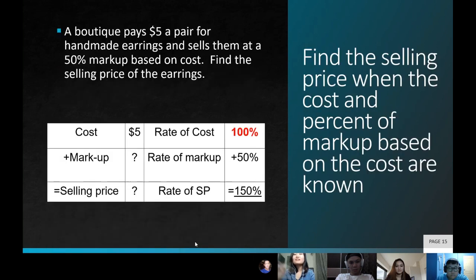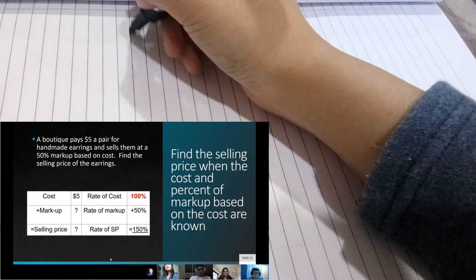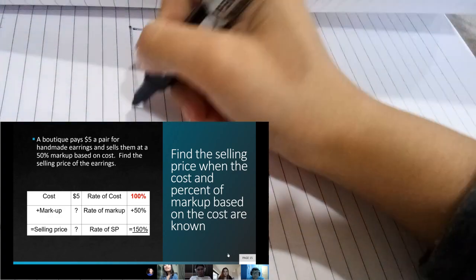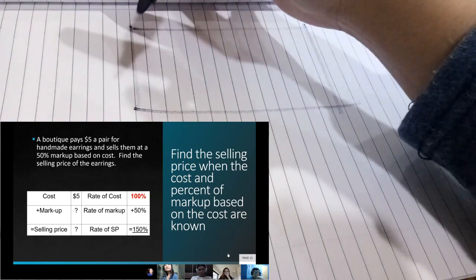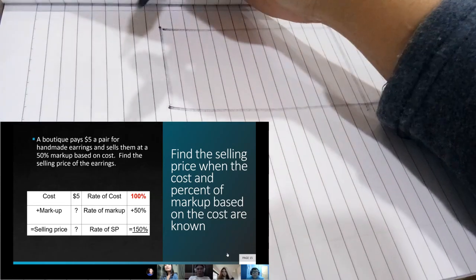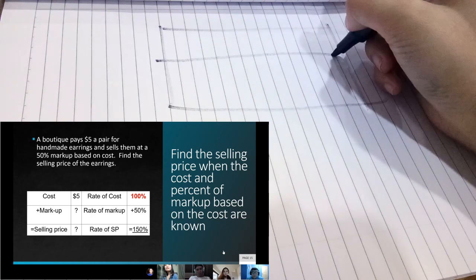Okay, so the question here asks: find the selling price when the cost and percent of markup based on the cost are known. A boutique pays $5 a pair of handmade earrings and sells them at a 50% markup based on cost. Find the selling price of the earrings. So we are going to make a table first to ease the calculation.